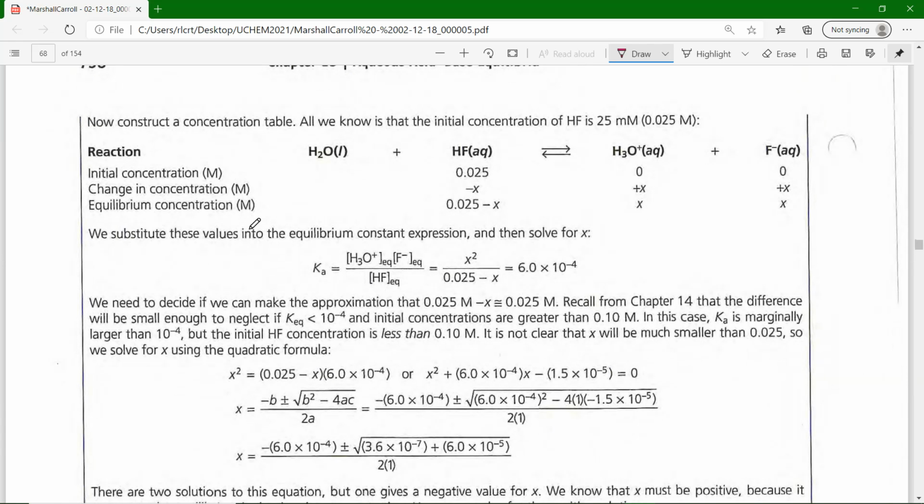So here's how it goes. We start with 0.025 of the HF, 0 of the others. Let X be how much of the HF reacts. So we lose X of that, gain X of the H3O plus, and X of the F minus. At equilibrium, I have 0.025 minus X of the HF, X of the H3O plus, and X of the F minus. So my Ka is X times X, X squared over 0.025 minus X, equals 6 by 10 to the minus 4. That was given. So this question is different than the one we had before. This one you are given Ka.